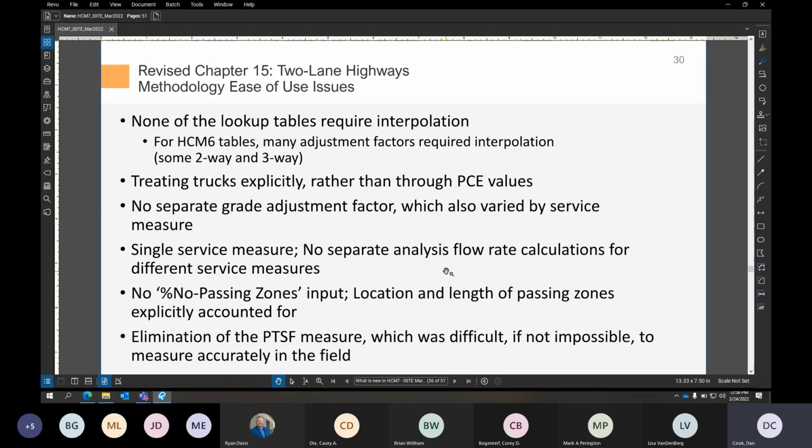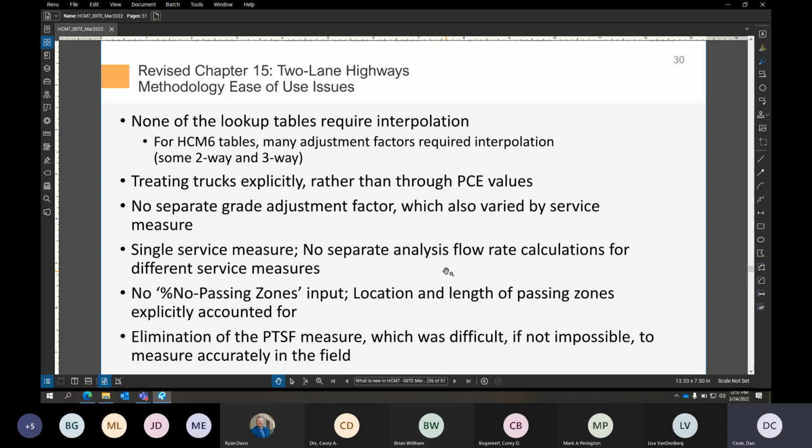Just a little bit of overview on the changes in Chapter 15, the two-lane highways methodology. If you've looked at this in the Highway Capacity Manual, and I know I've heard professors talk about this, it's always difficult if they're teaching it in their classes. A lot of the lookup tables require interpolation to get adjustment factors, and some of it's three-way interpolation. With the new lookup tables, the way they're set up, no interpolation is required to perform this methodology if you're not using software for it.